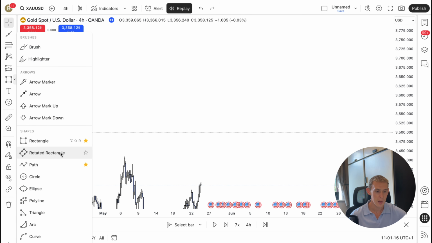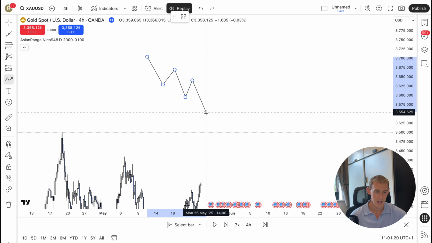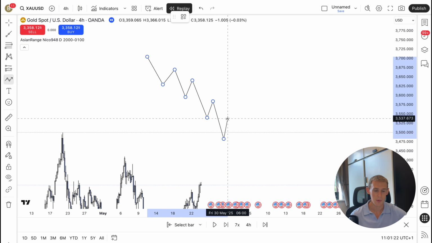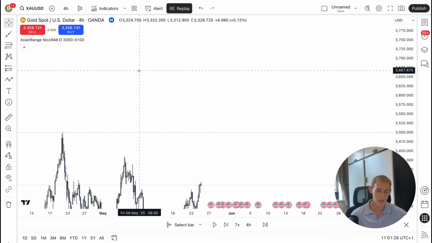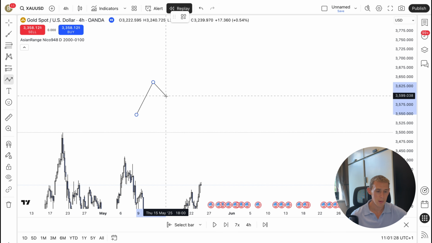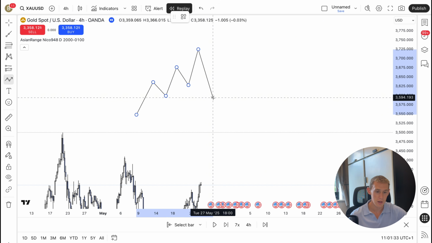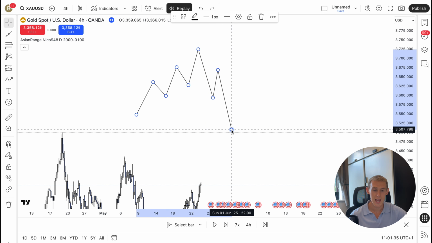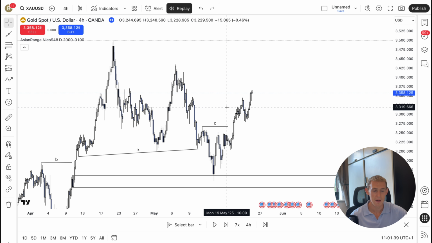For anybody unfamiliar, a change of character is very simply when price is in a bearish trend like this, creating lower lows and lower highs. A change of character is when price creates a higher high and is an indication of a trend reversal. In a bullish market like this, a change of character is when price breaks below the most recent higher low and again is an indication of a trend reversal. So that's exactly what we have in this case.